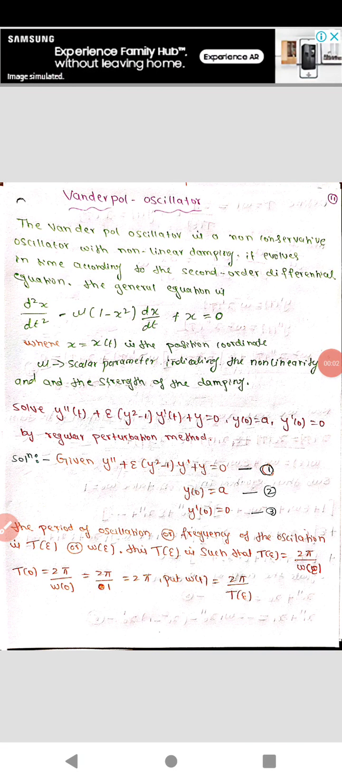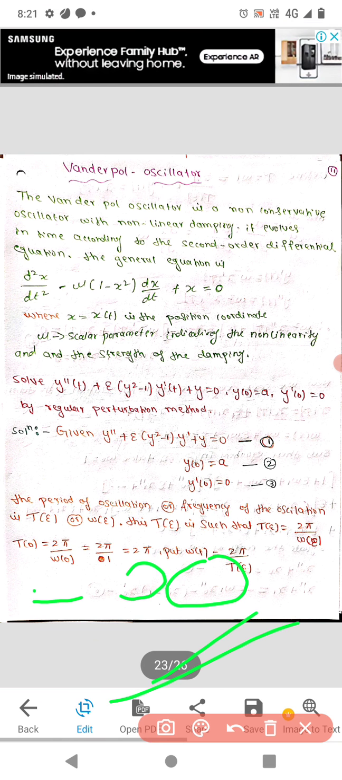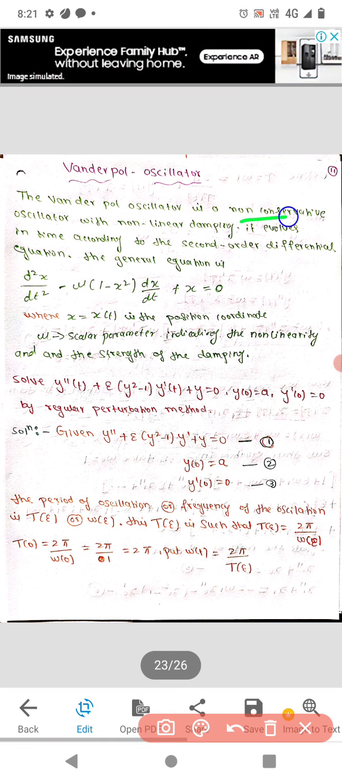In this video, we are going to discuss how to solve the van der Pol oscillator equation using the Poincaré-Lindstedt method. The van der Pol oscillator is a non-conservative oscillator with non-linear damping. It evolves in time according to a second order differential equation.